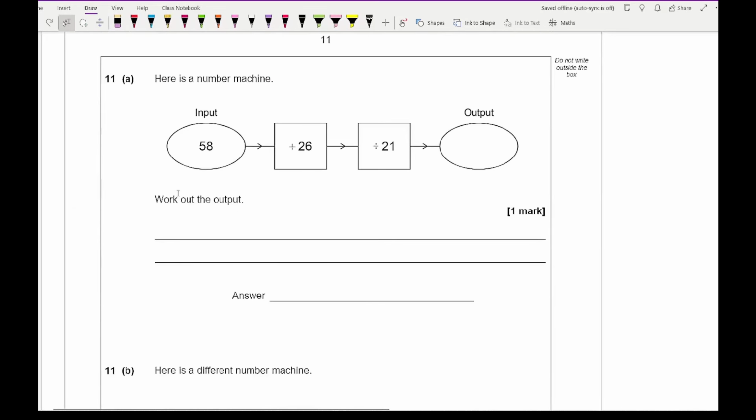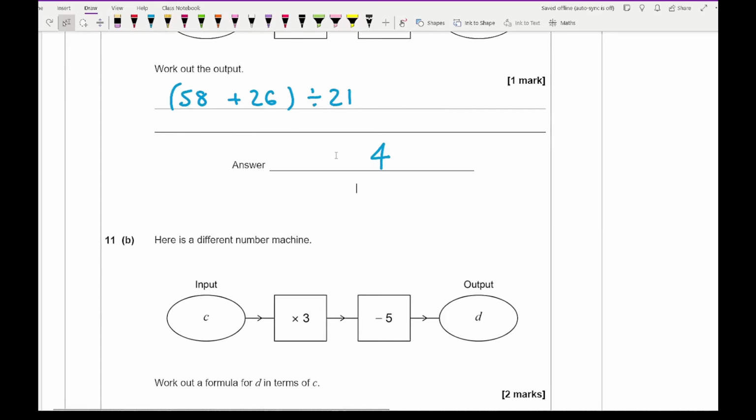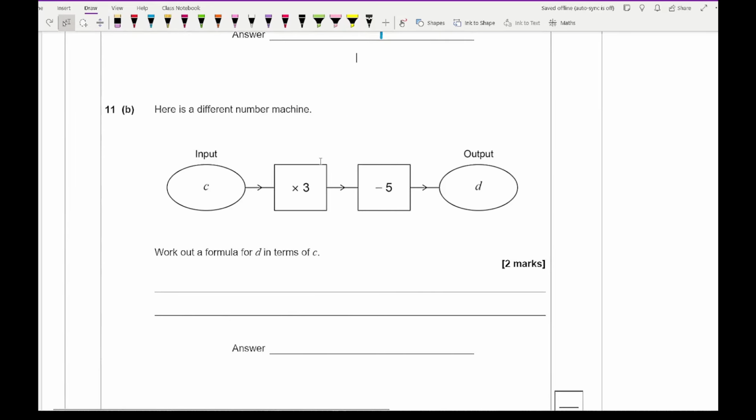Then moving on to question 11, it says here is a number machine and we've got an input and we've got a function and we've got an output. So all we need to do for this one is start with 58, add 26 and then divide the answer by 21. And if I type that all into my calculator, I should end up with an answer of 4. Then for 11b, it says here is a different number machine and it says work out the formula for D in terms of C.